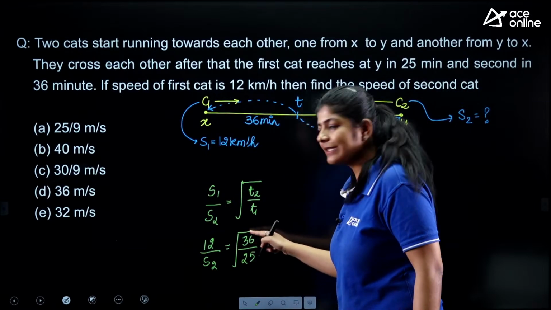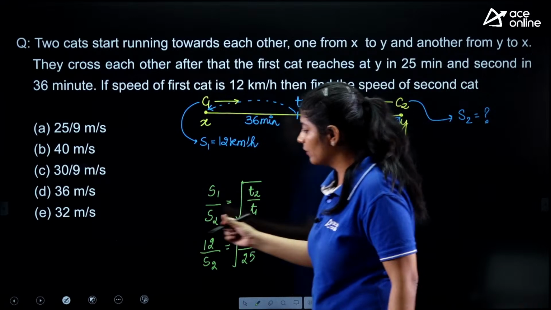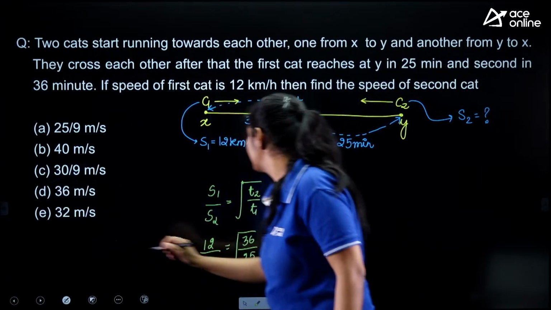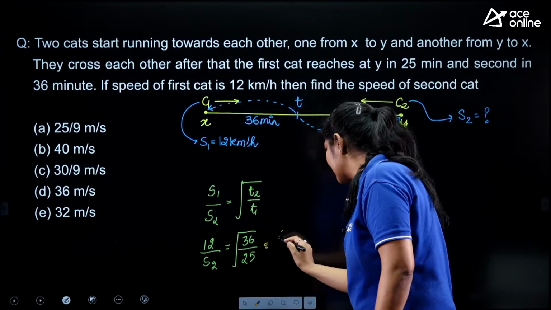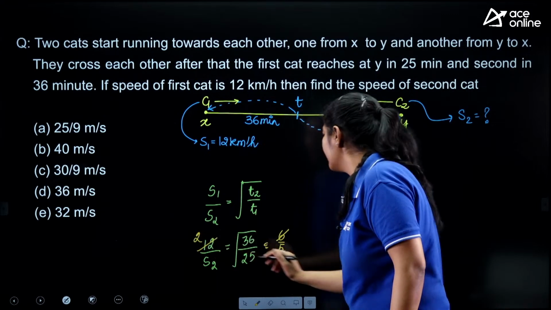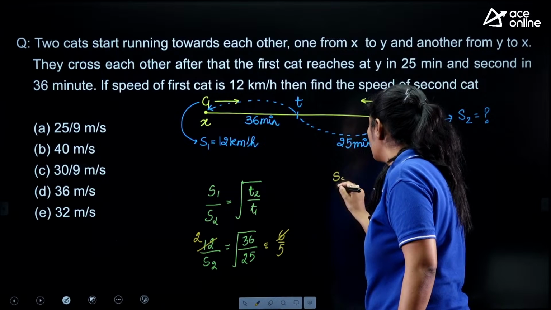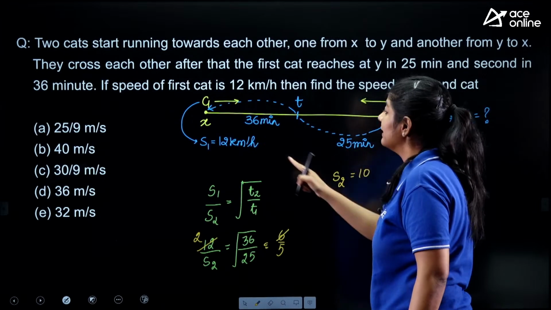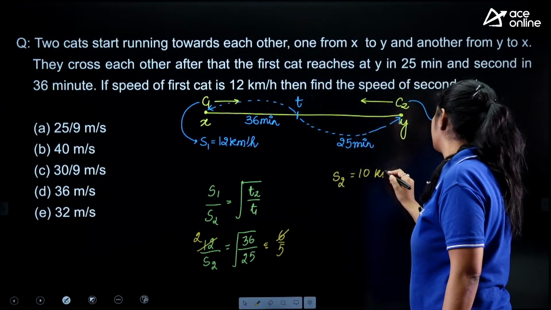Here we know that these are perfect squares. So we can simply write it as 6 and 5. We can cancel, and from this we will get S2 as 10 kilometers per hour.